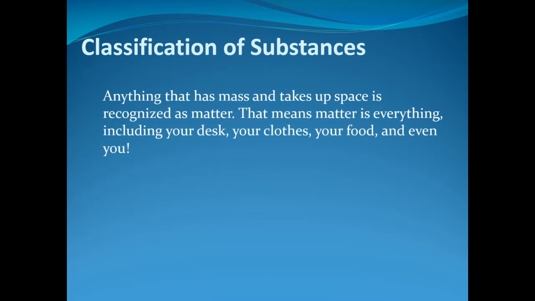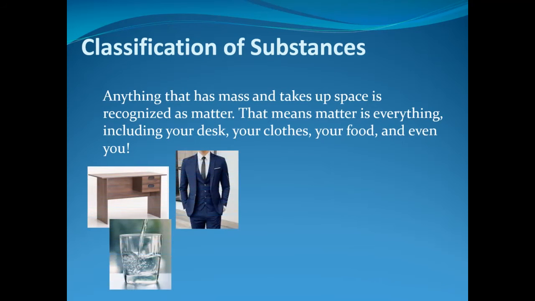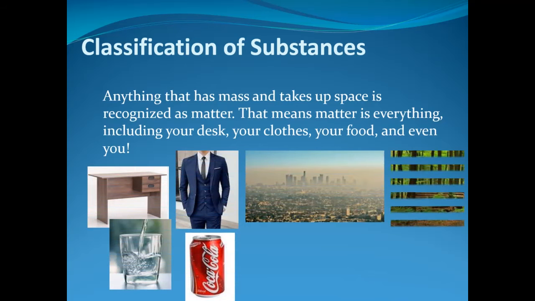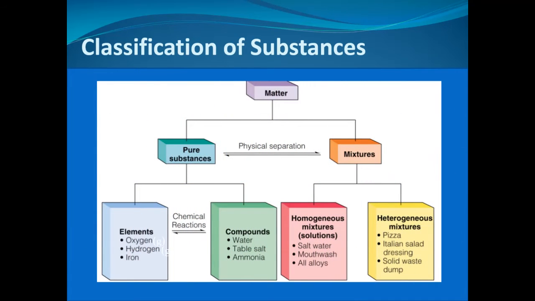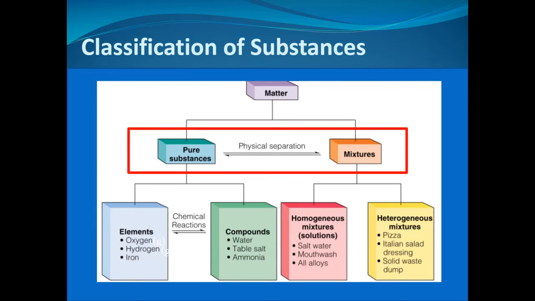Now let's look at how we classify substances. If you have mass and take up space, you are matter. So anything, the desk, your clothes, the smog, water, even you are matter. Now matter can be classified either as a pure substance or it is a mixture. Mixtures are either homogeneous mixtures or they are heterogeneous mixtures. Pure substances are either elements or compounds.